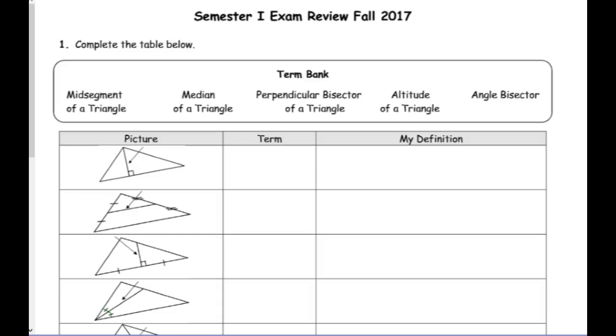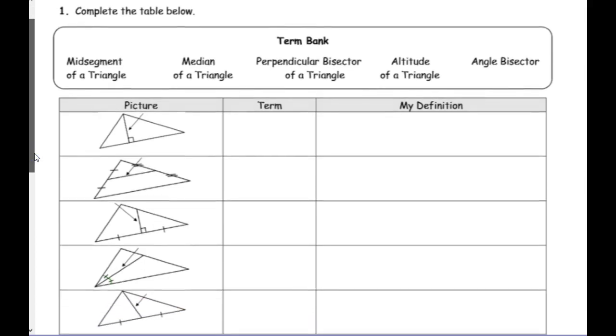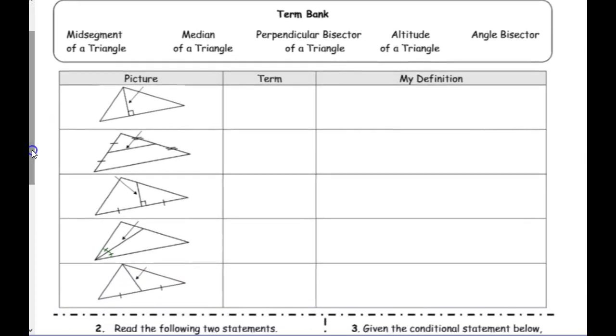Alright, so here's the Semester 1 exam review, Fall 2017. Let's look at number 1. To complete the table below, first thing we're going to do is write the term. So here, from the vertex, straight down, making a right angle, that's called an altitude. Okay? Altitude of a triangle.